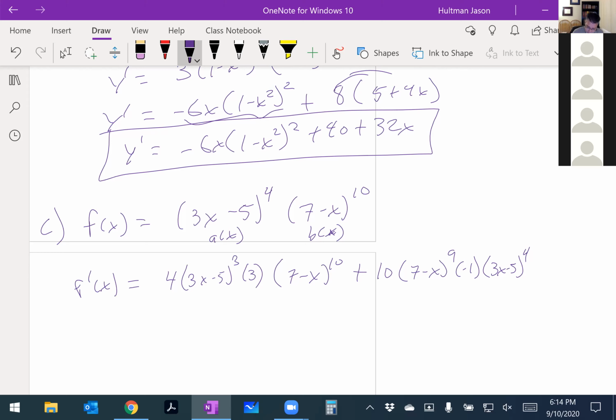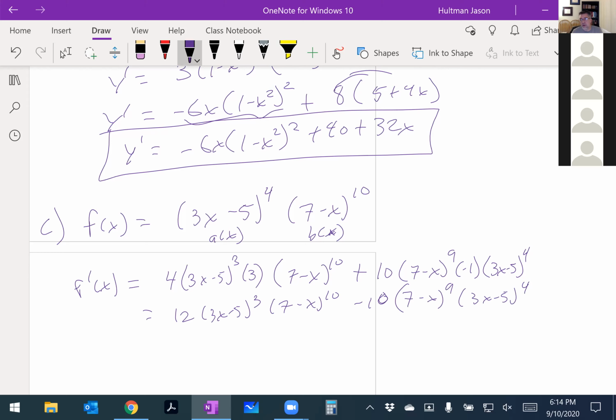Okay, so what is this? This is 12 times 3x minus 5 cubed times 7 minus x to the 10th plus, or minus, I'm going to go minus on this one, minus 10 times 7 minus x to the 9th times 3x minus 5 to the 4th.